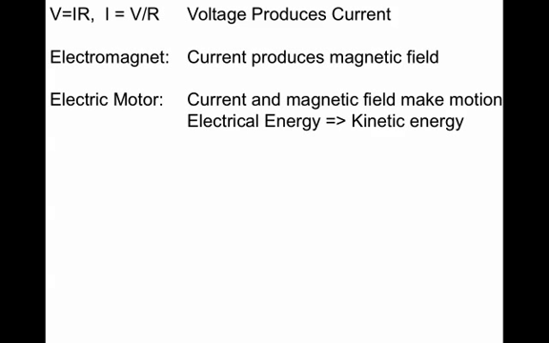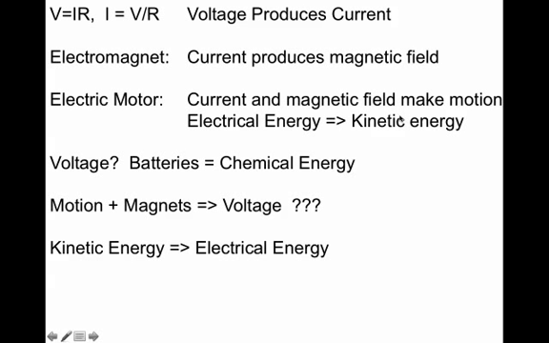If we go back a century or two, this is what people knew: that with voltage we could produce current. And we could use an electromagnet, and that current could produce a magnetic field. And we could take that magnetic field with some current, and we could make an electric motor. And that would give us kinetic energy.